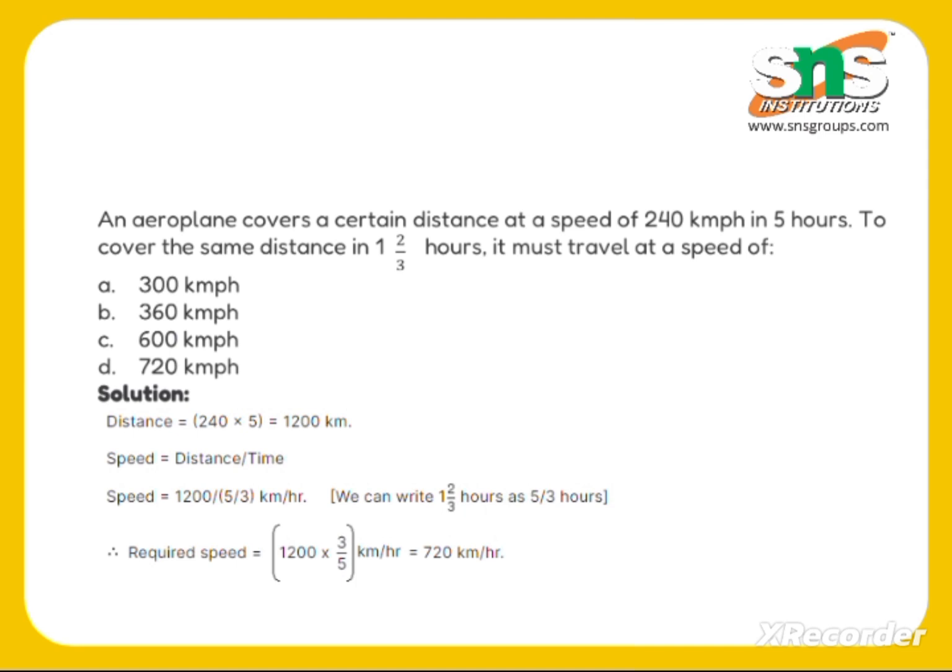We know the distance is 1200 kilometers. Now it has to cover the distance in 1 2/3 hours. This mixed fraction is converted to an improper fraction: 1 3s are 3, 3 plus 2 is 5, so 5 by 3 hours. So distance by time is given, and the required speed will be equal to 720 kilometers per hour. So your option D will be the right answer. When it comes to these types of problems, be specific in conversion of units.